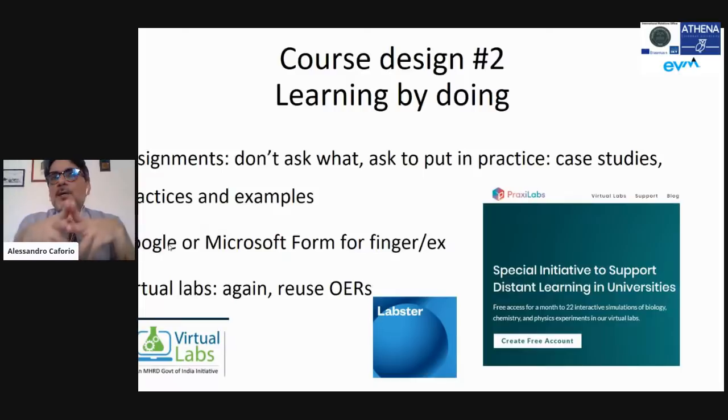In one of my courses, there is the concept of web usability. Web usability is something on a website that allows the website to be perceived as effective, efficient, and satisfactory for the user. The assignment is not: provide me a definition of usability according to the ISO standard.